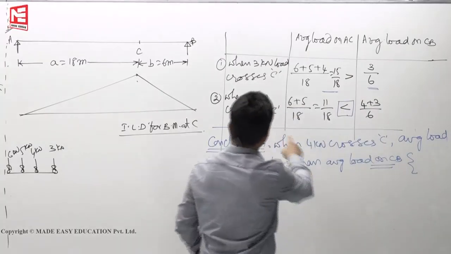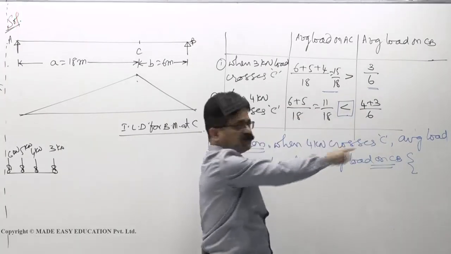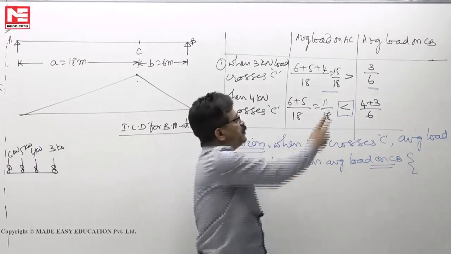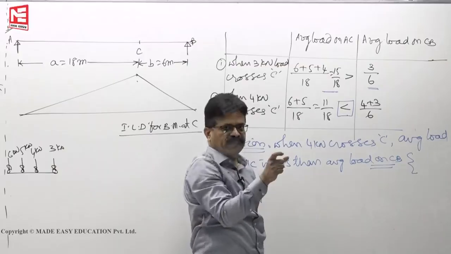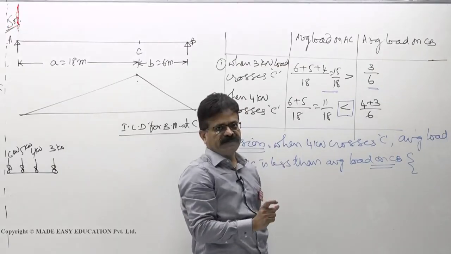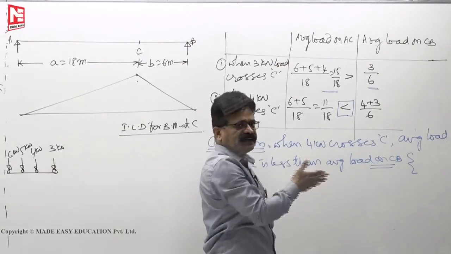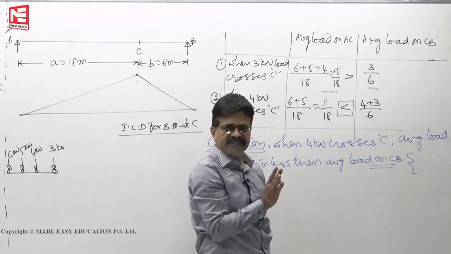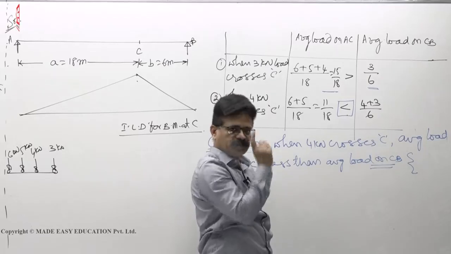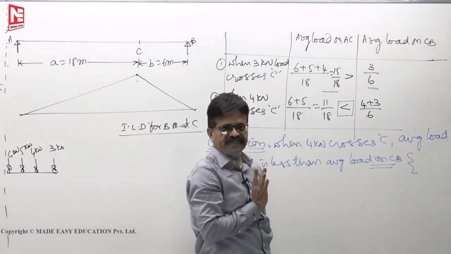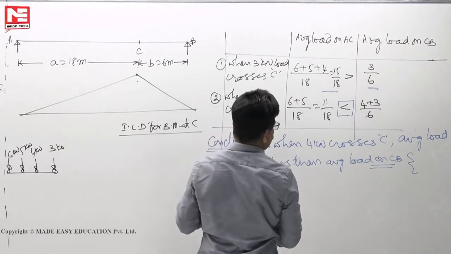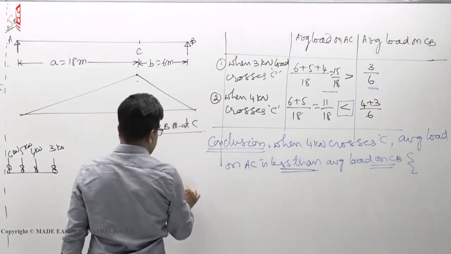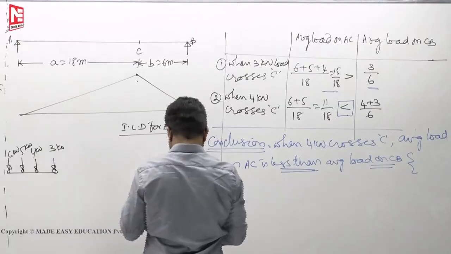See, now 4 crosses, less than symbol. If 5 kilonewton crosses and less than happens, then under 5 you will not get it. First change of sign, it must be equal. If that doesn't happen, less than symbol. That's all. So, wherever average load on AC is less than average load on CB, you won't get it. One by one when they are crossing, it should be equal, otherwise first change of sign. So, average load on AC is less than average load on CB. More precisely, you can write it like this, that is change of sign.